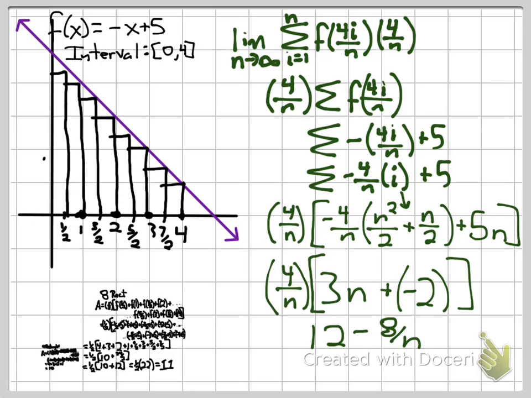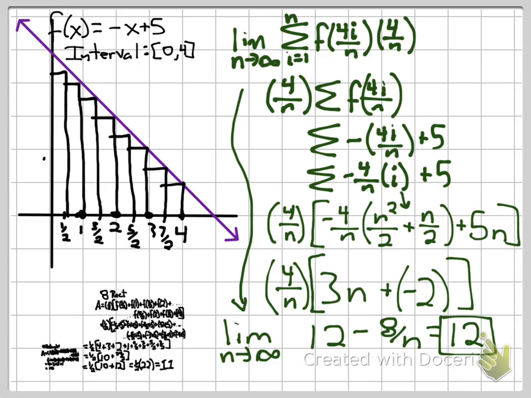Now, I've done all this. I bring down now my limit, and I've actually done pretty much all the work. The final step is actually pretty easy, because now the limit as n goes to infinity, well, 12 is going to come out to be 12, because it's not affected by n. It's just 12. Now, 8 over n, when it has that denominator there, it's going to get rid of it, because as n goes to infinity, as it gets very large, 8 over n becomes 0, so the answer is 12.